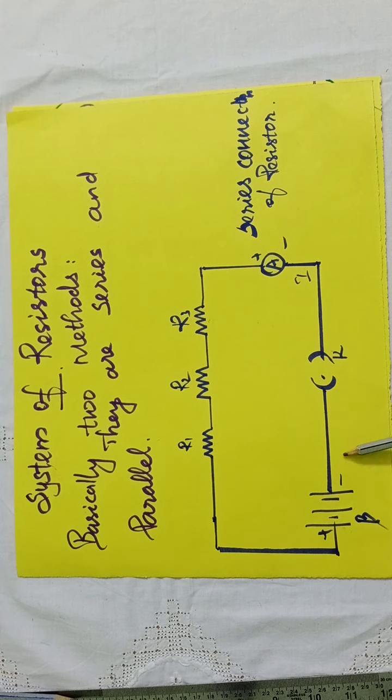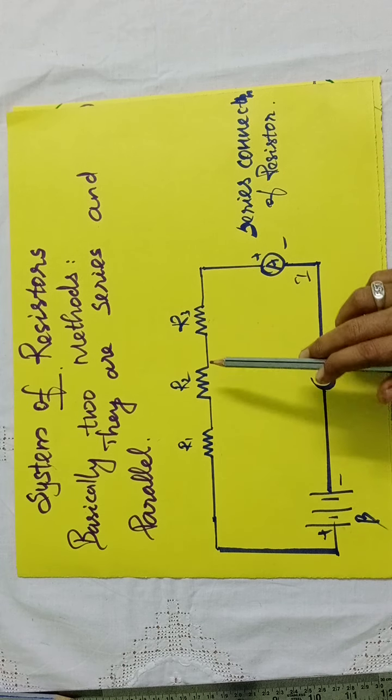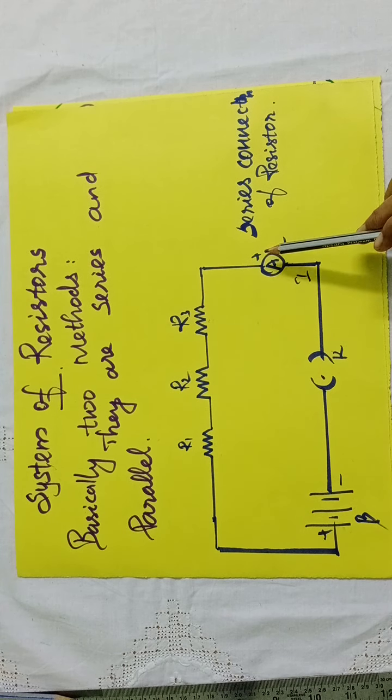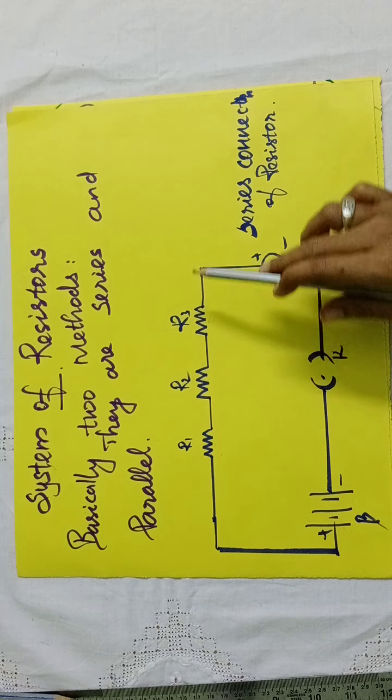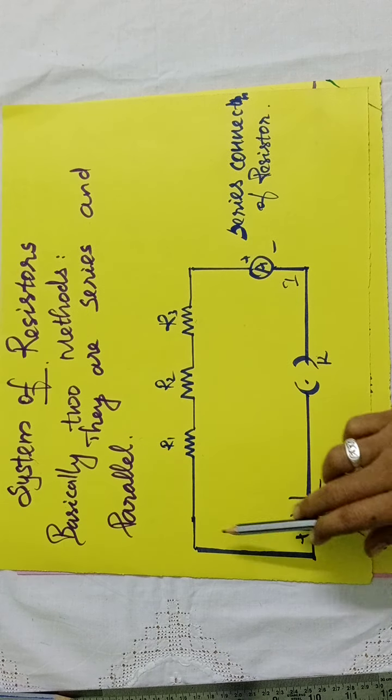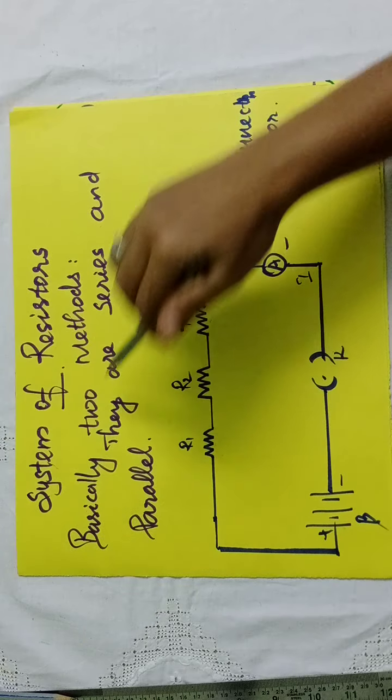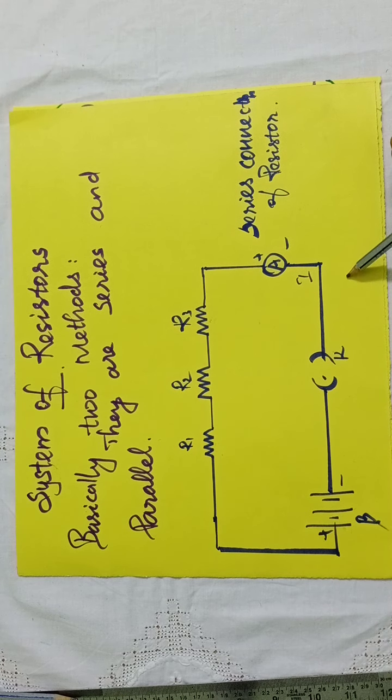This is a series connection of resistors: battery with positive and negative terminals, resistors R1, R2, R3, ammeter with positive and negative terminals, then a key. Resistors connected end to end are known as a series connection.